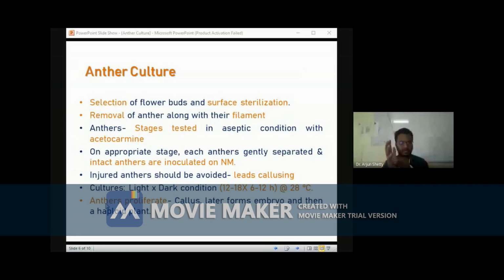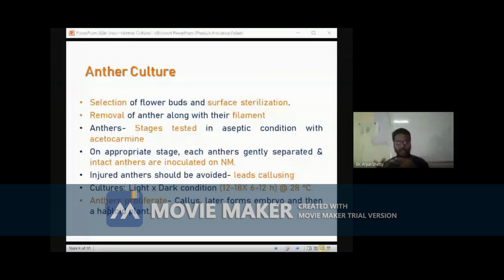Once the anther has been removed from the flower bud, that particular anther should be detached from the filament. Only the anther has to be taken for studying at what stage it is. So you may check whether it is meiosis one or meiosis two. If it is in meiosis one, what are the different stages? Prophase one, metaphase one, anaphase one, and telophase one.